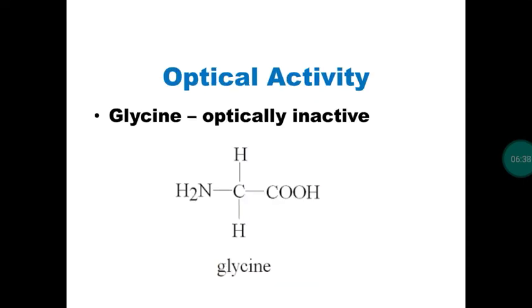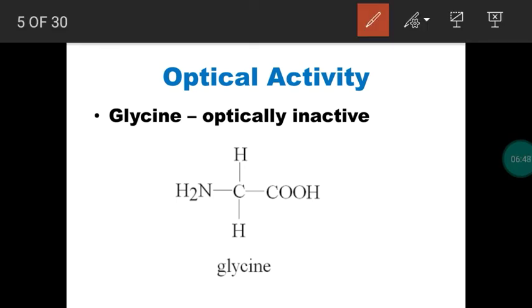Next, what is optical activity of amino acids? Except glycine, the remaining amino acids are optically active in nature. Public one mark. So except this amino acid glycine, remaining amino acids are optically active in nature because at least one asymmetric carbon will be there. At least one chiral carbon will be there. But this glycine is optically inactive.